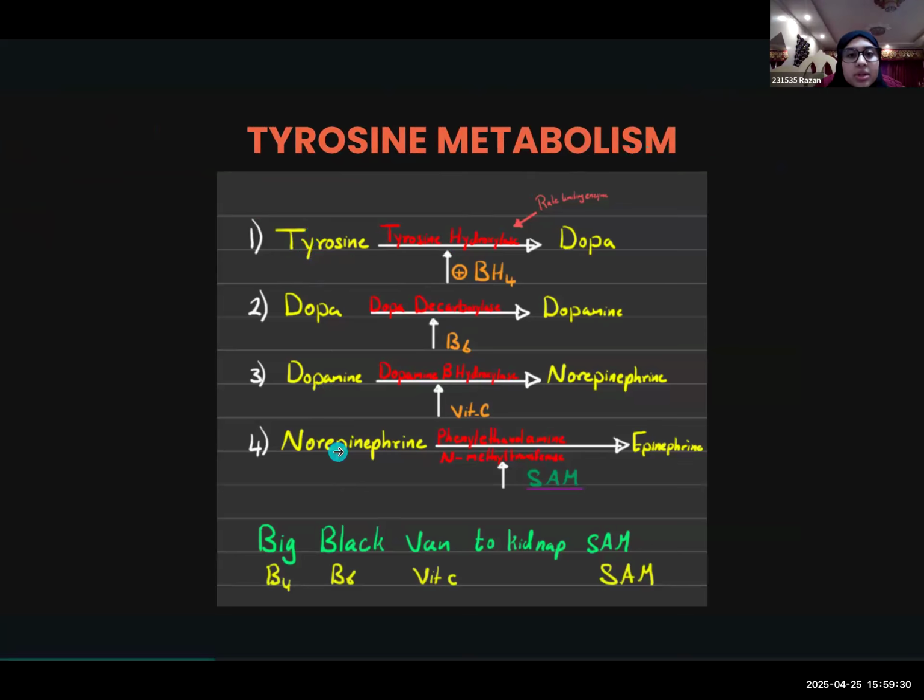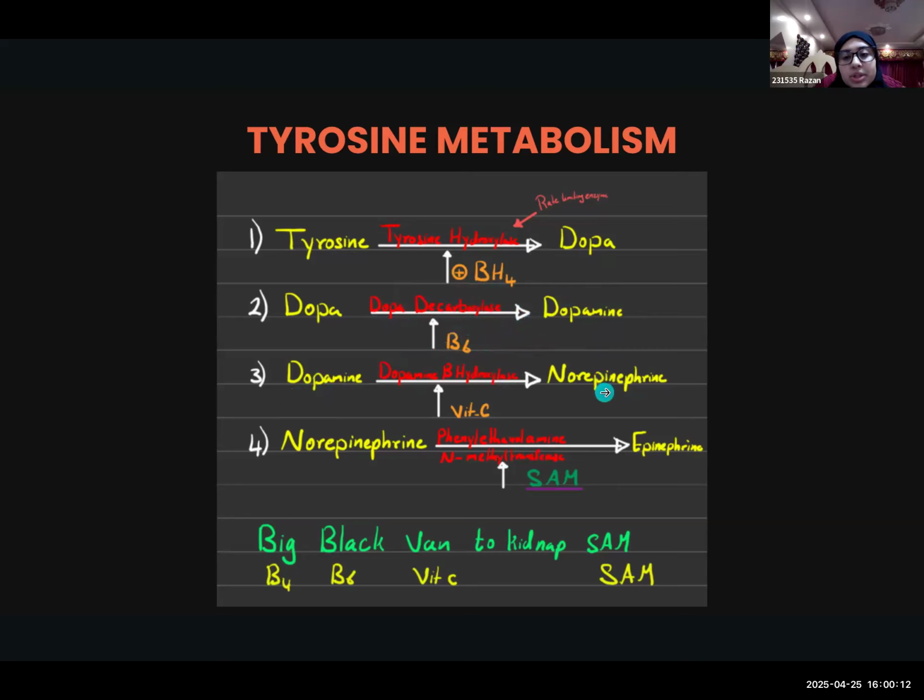I just wrote all the steps together. From tyrosine, we get DOPA, and the rate-limiting enzyme in this pathway is tyrosine hydroxylase. It's the rate-limiting enzyme, and it's activated by BH4. Then DOPA is converted into dopamine by DOPA decarboxylase, where we remove carbon dioxide. Here we need B6, and you need to know that this B6 is called pyridoxal phosphate, as we were asked about it in the choices; the answer was pyridoxal phosphate instead of B6.